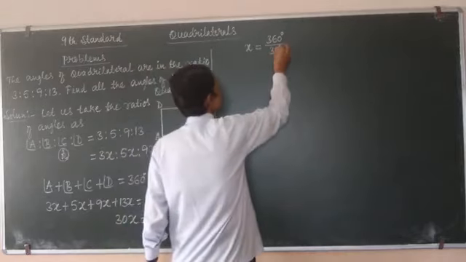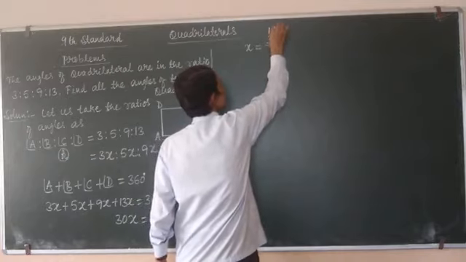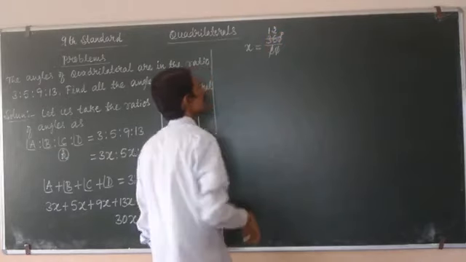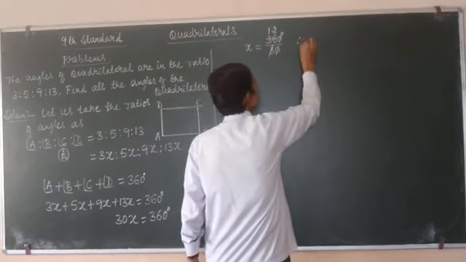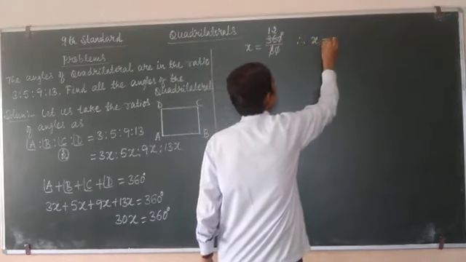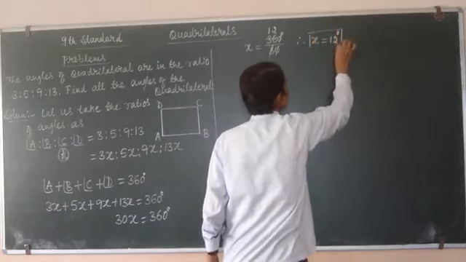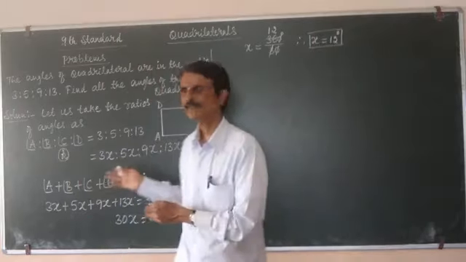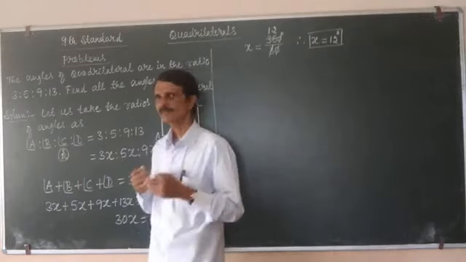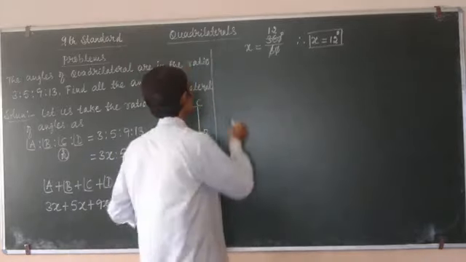Simplify this. The zeros get cancelled. 3 1s are 3, 3 2s are 6, that means 3 12s are 36. Therefore, the value of x equals 12 degree. You got the value of x. Now substitute the value of x in the given ratio. We will get the value of each angle.